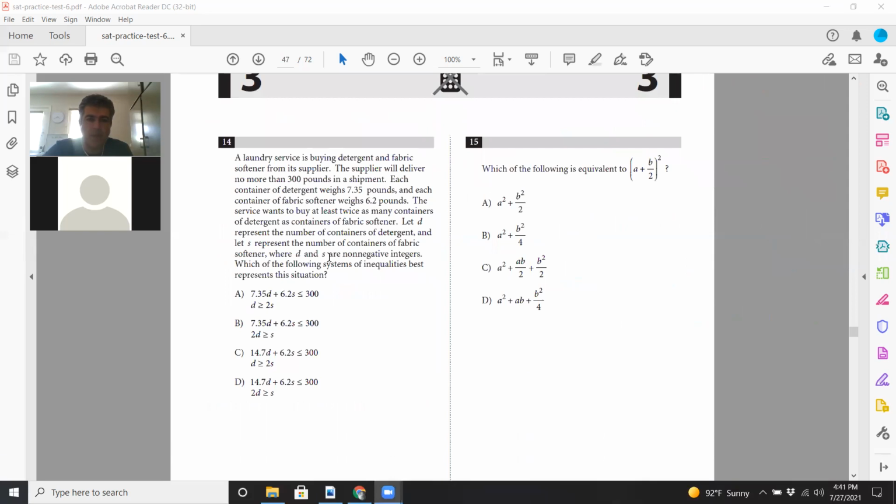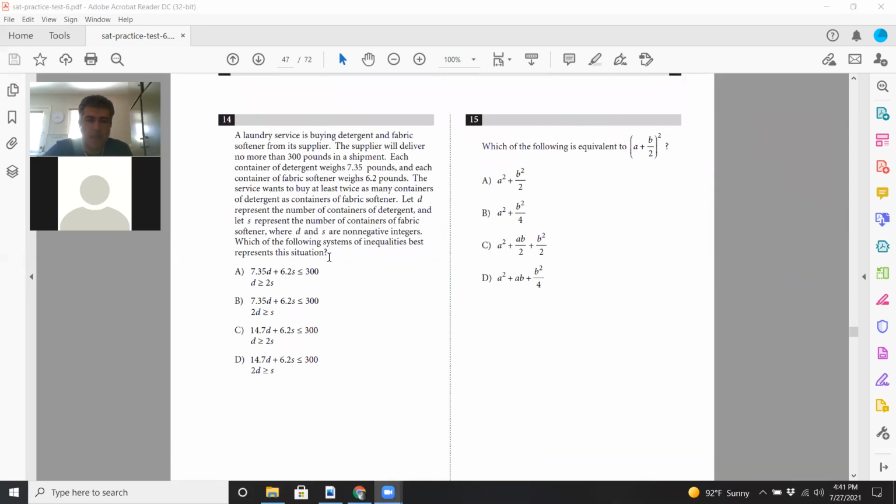Okay, so 14, 15, go ahead and try those right now. 14 requires some translating. It's a little tricky with the wording. It's a really long problem. And for 15, what I'd probably suggest you do is let a equal some number. Let's say a equals 2 and b equals, say, 4.